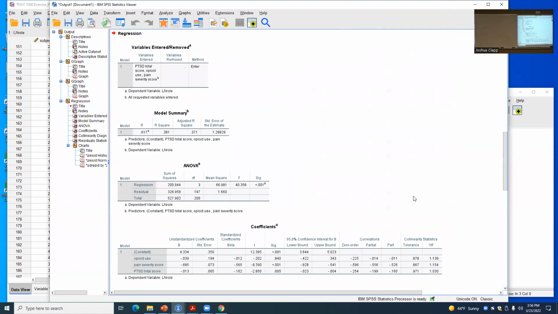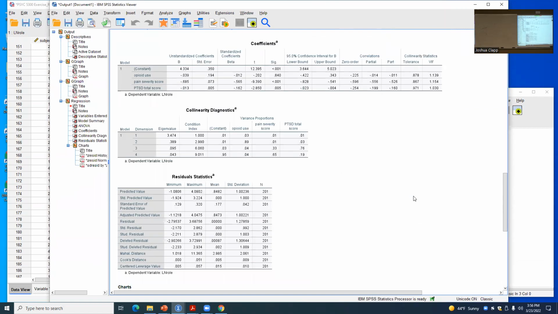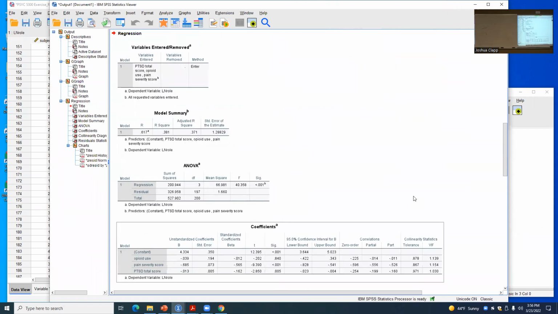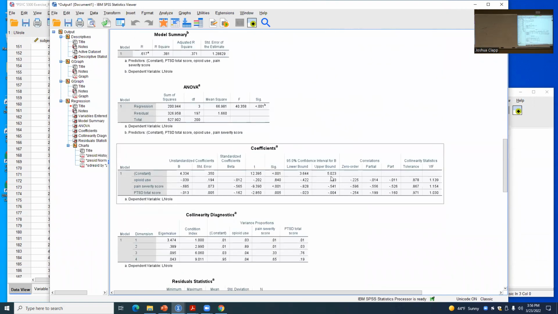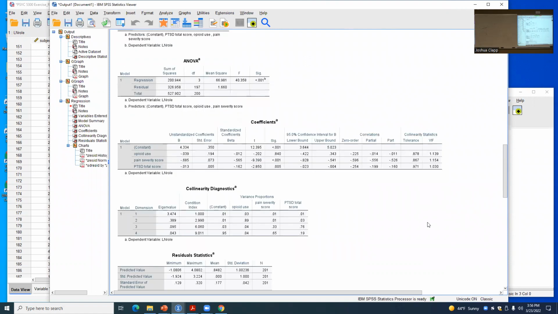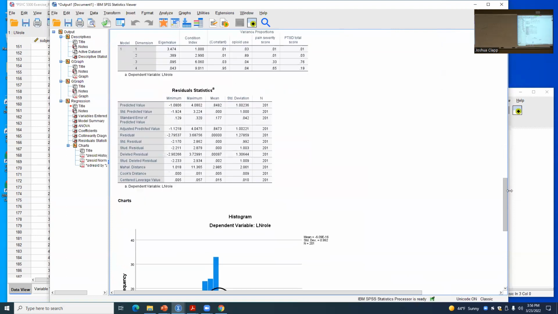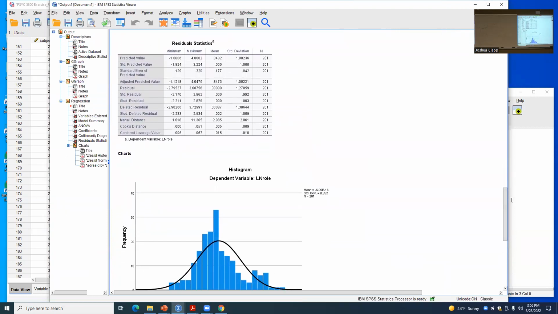Okay, and that's where it's going to give us our output. This first part is just your overall regression model. We're not so concerned about this, although we'll come back to our collinearity statistics and collinearity diagnostics. The only reason I ran this model right now is to go down through and take a look at the output, because I'm going to check my residuals. Here are our residual statistics. This is going to give our minimum and maximum for some of the stuff.